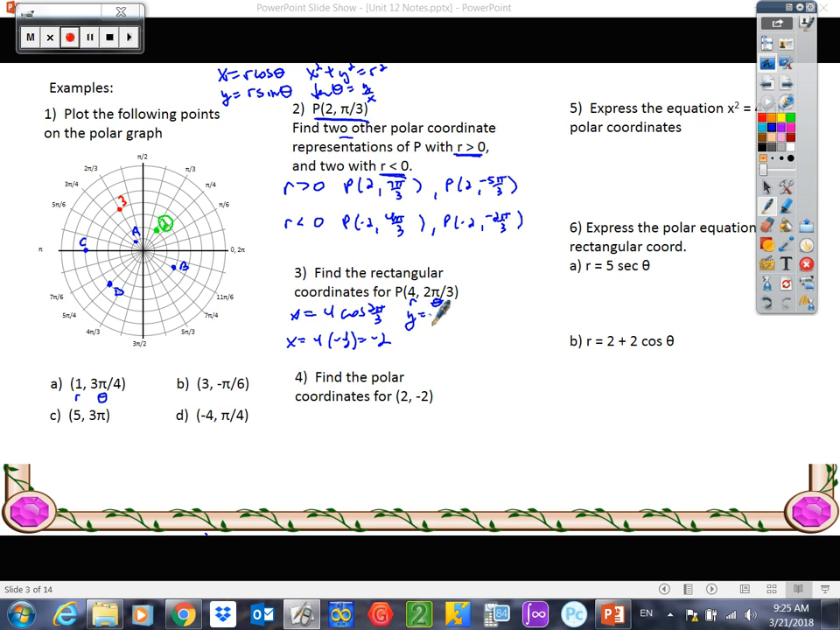So y is going to be, it's r sine theta, so it's going to be 4 times sine of 2 pi over 3. And what would sine be at 2 pi over 3? Root 3 over 2, right? It would be root 3 over 2. So y is 2 root 3. So this point, if I were to overlay a Cartesian coordinate grid here, this would be at negative 2, positive 2 root 3. And that's where we would be, right? That would be the exact location. So negative 2, 2 root 3.